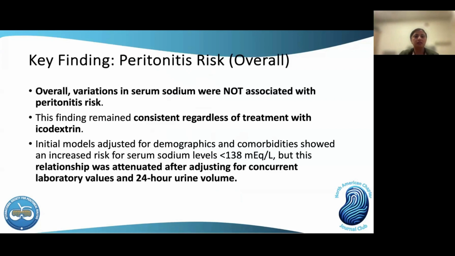So the key findings overall: variation in serum sodium is not associated with peritonitis risk. And the findings remain consistent regardless of treatment with icodextrin. The initial model adjusted for demographics and comorbidities showed increased risk of peritonitis when the serum sodium was less than 138. However, when adjusting for model 3 and model 4, the relationship was attenuated.